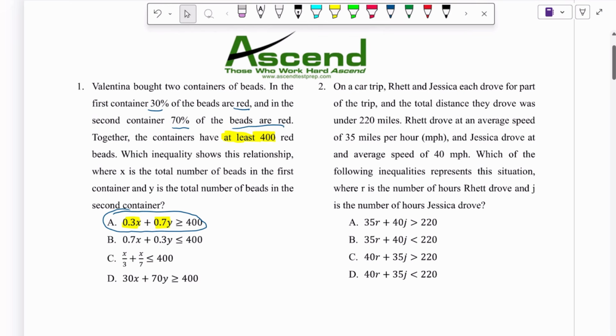Number 2, on a car trip, Rhett and Jessica drove for part of the trip. The total distance they drove was under 220 miles. So it's got to be less than 220. Right away, kind of looking at B and D as possible answer choices.